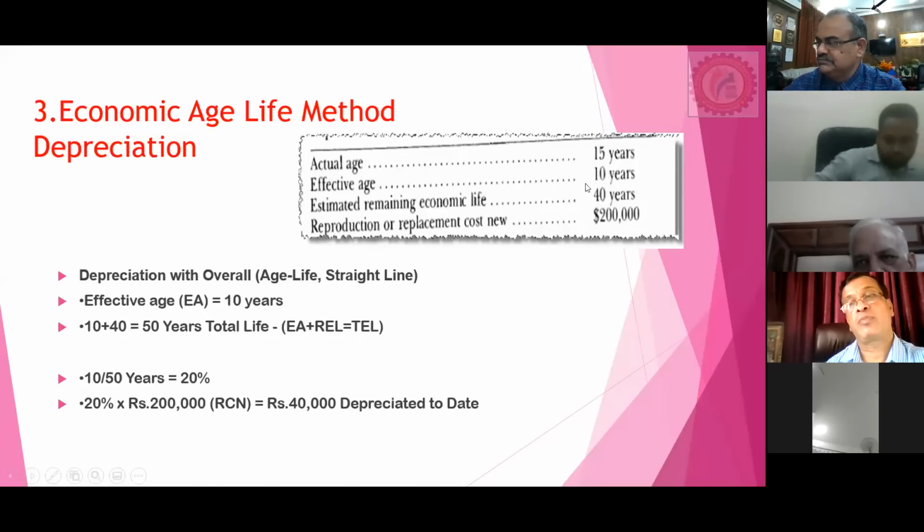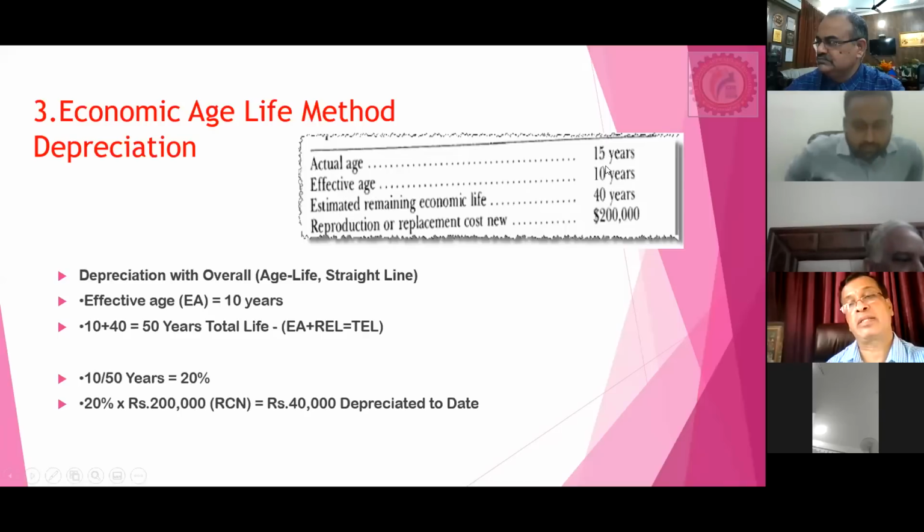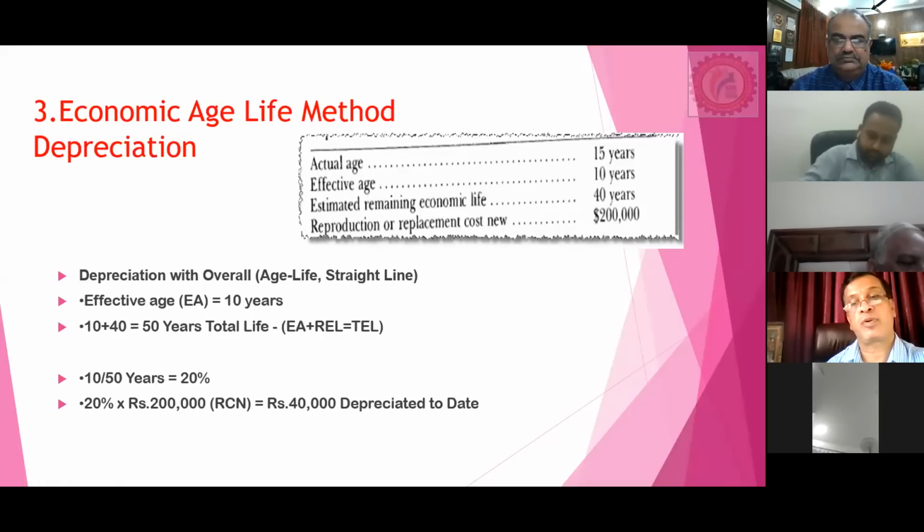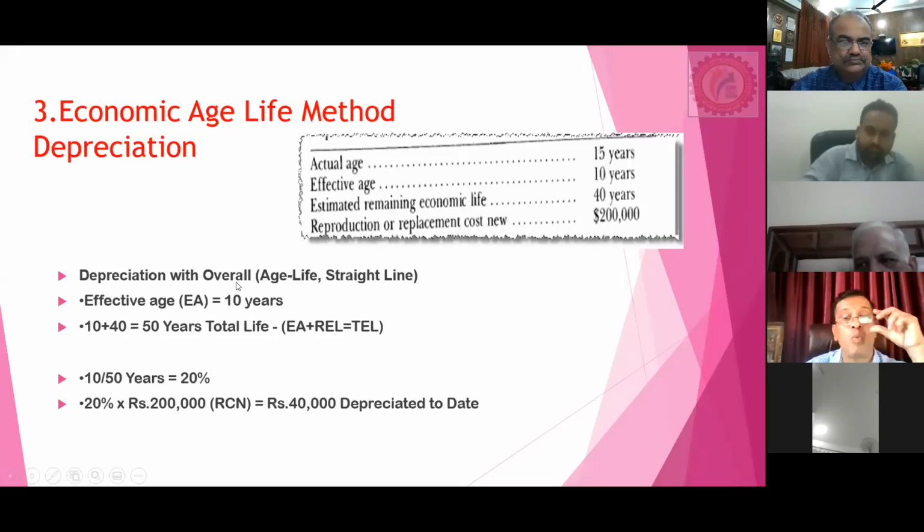Okay, I will come to the point of how to determine this effective age, how to reduce this from 15 years to 10 years, because I have got some practical problems. Estimated remaining economic life is 40 years. Reproduction or replacement cost new is rupees 2 lakh. Depreciation with the overall age life or straight line method, effective age is 10 years.